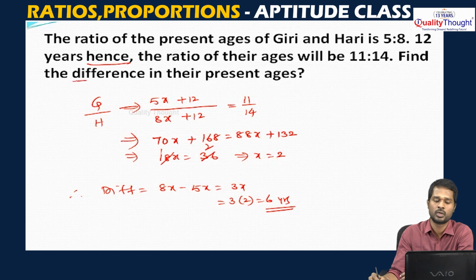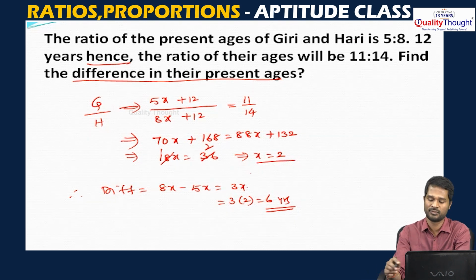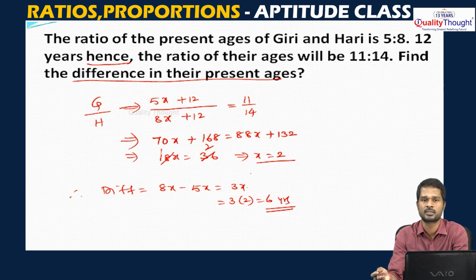Now the question says, what is the difference in their present ages. So present ages are 8x and 5x. 8x minus 5x is 3x. 3 into the x value we calculated, 2. 3 into 2, that is 6 years. So the difference between their present ages is 6 years.